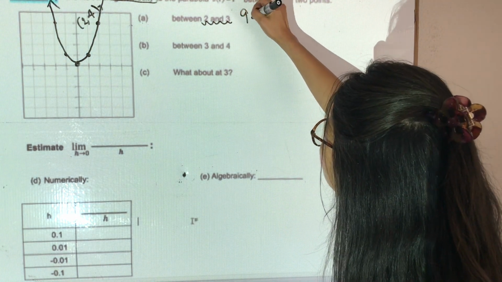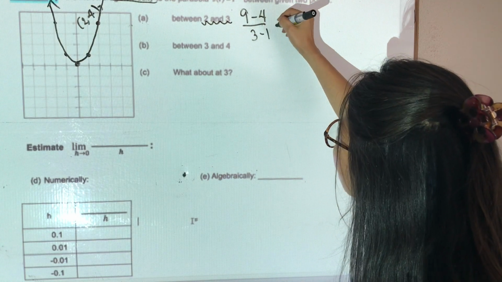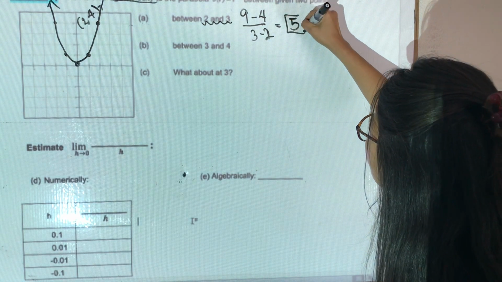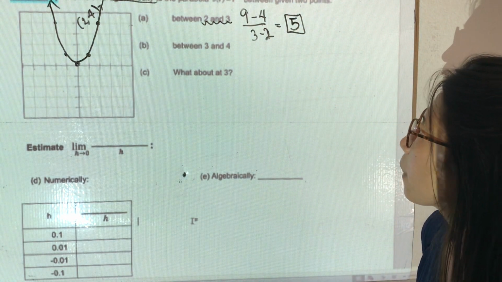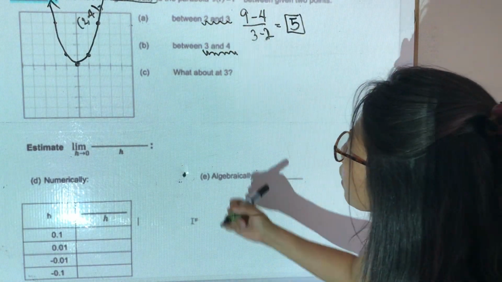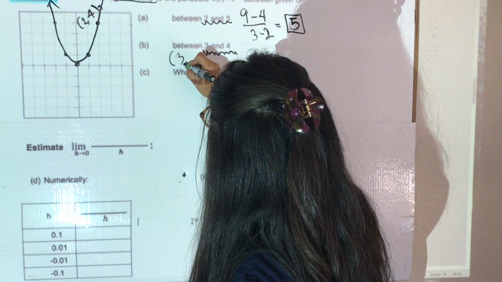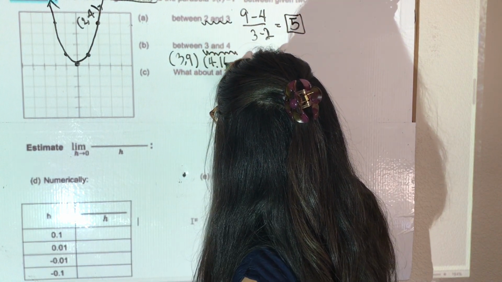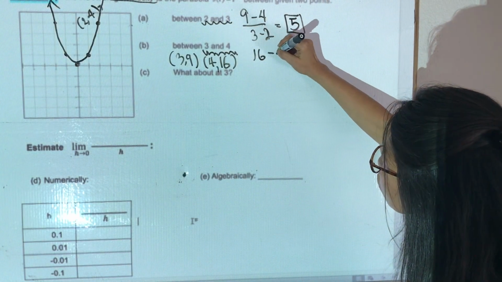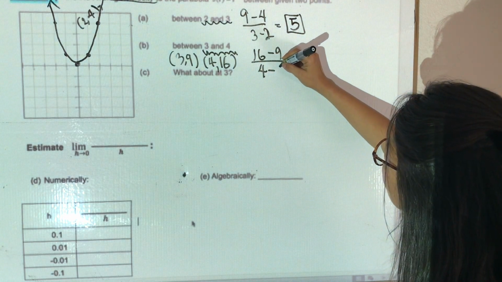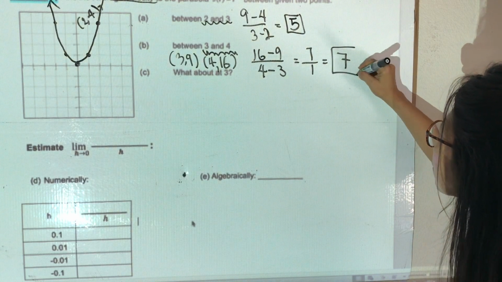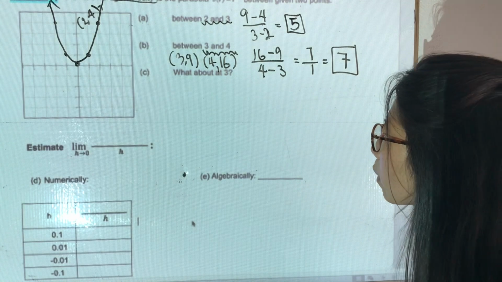So I see that 9 minus 4 over 3 minus 2 gives me my slope as 5. Then this time I want to find the slope between 3 and 4. So I need to find my coordinate of a 4. That's going to be 4, 16. Then same way, putting into rate of change, what do I get? It is going to be 7 over 1, so I get 7 as my slope.